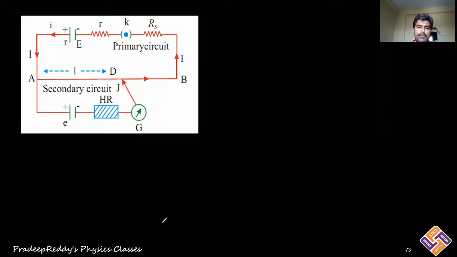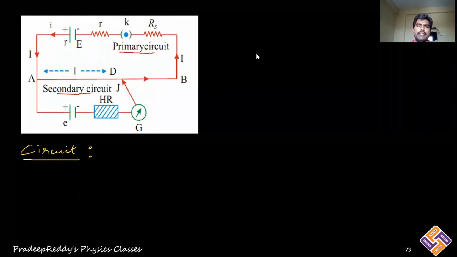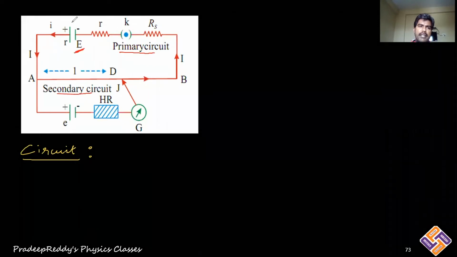This is circuit diagram of potentiometer. Circuit diagram of potentiometer consists of two parts. One is primary circuit, other one is a secondary circuit. Primary circuit consists of a standard battery whose EMF is E. This is standard battery, EMF is E. And this is internal resistance of the standard battery denoted with small r.